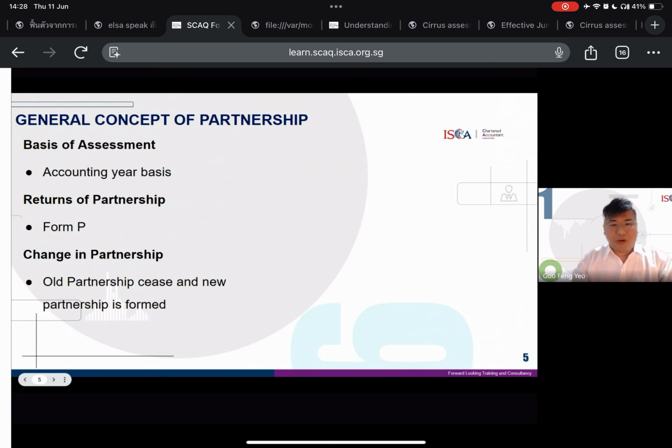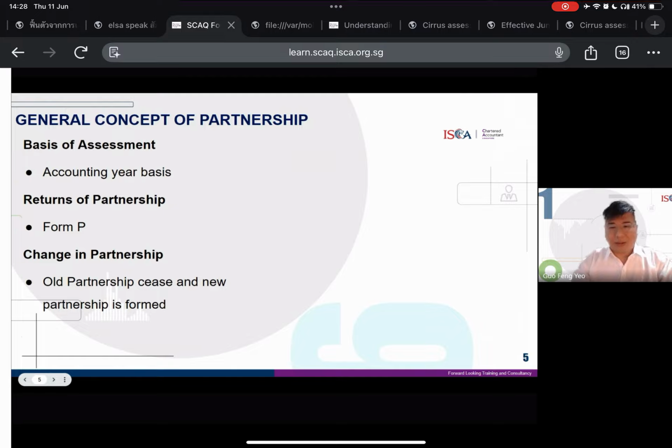Now, let's move on. The basis of assessment of a partnership is based on its accounting year. What do we mean by accounting year basis? If you recall, for individual income tax purposes, the individual's year of assessment will be based on a calendar year basis, meaning an individual's income derived from Jan 1st, 2023 to December 31st, 2023 would be included in its YA 2024 tax return. For companies, they do not necessarily follow a calendar year end. Rather, it depends on their accounting year.